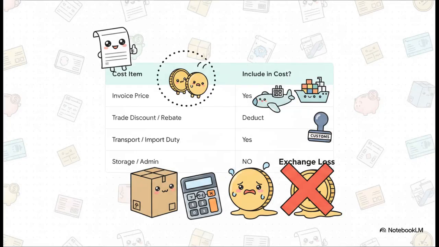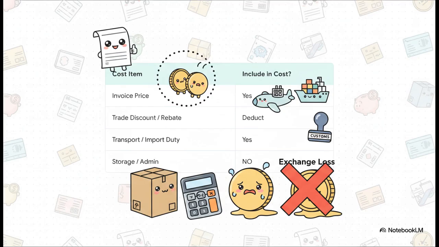Let's see this in action with a quick example, like PKP-BHD. The invoice price, transport, handling, and import duties, those are all safely included. Trade discounts and rebates, deducted. But, and it's a big but, look at that bottom category.